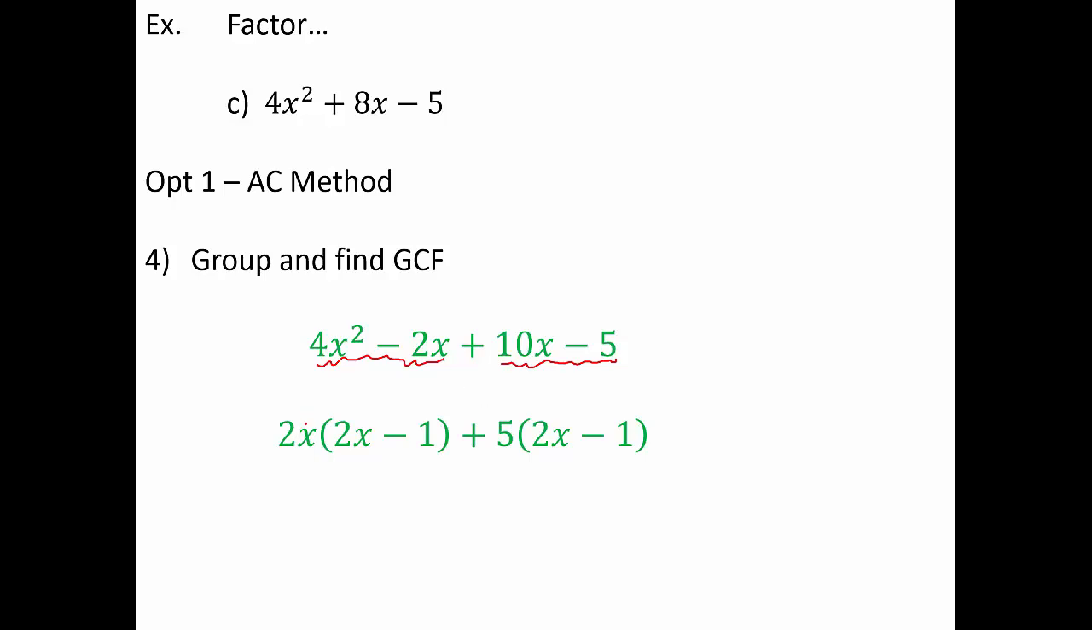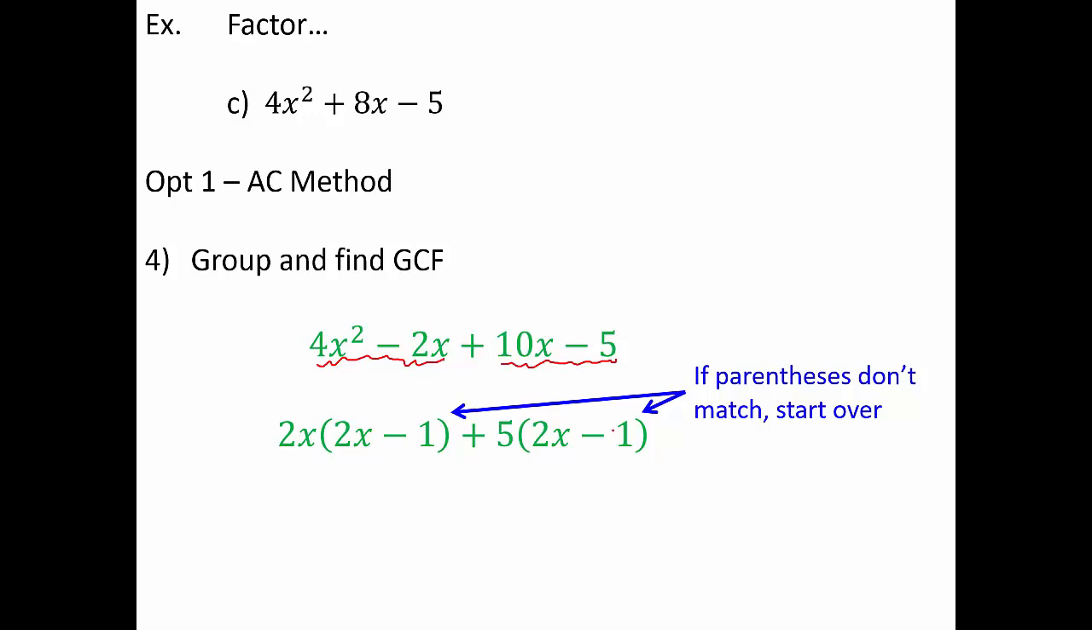And when I pull out the 2x, that leaves behind 2x minus 1. When I pull out the 5, that leaves behind 2x minus 1. And that right there tells you that you're doing this correctly. Inside the parentheses, they should have exactly the same thing. If I don't have exactly the same thing inside the parentheses, then I need to stop what I'm doing and either A, find my error, or B, just start over completely. If you're doing this properly, then I should have the same thing inside the parentheses.